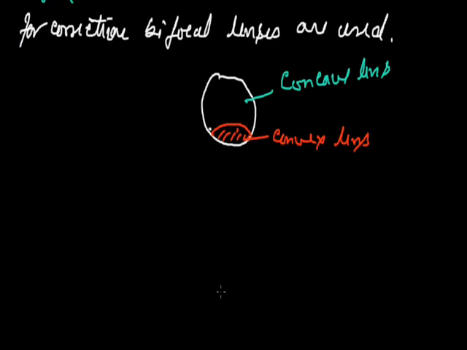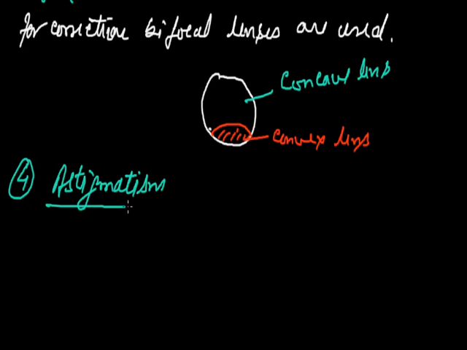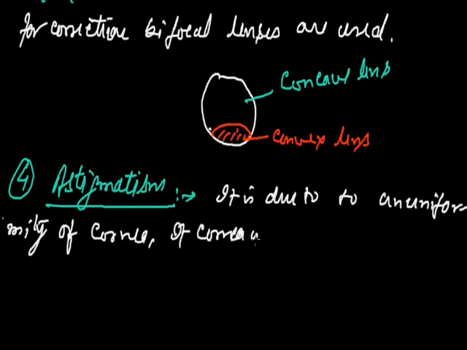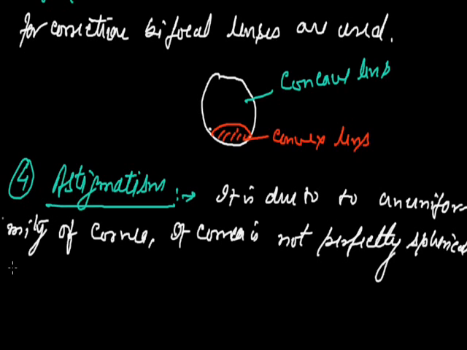Now the fourth point is astigmatism. It is due to the ununiformity of the cornea. If the cornea is not perfectly spherical, then this defect will occur.